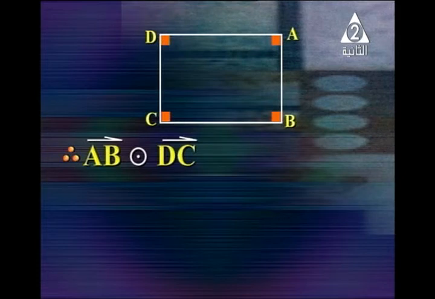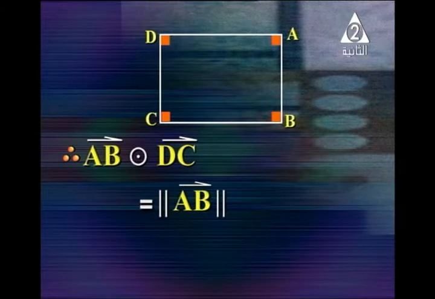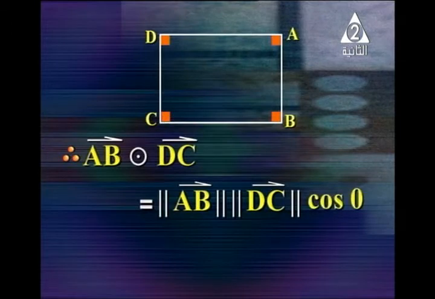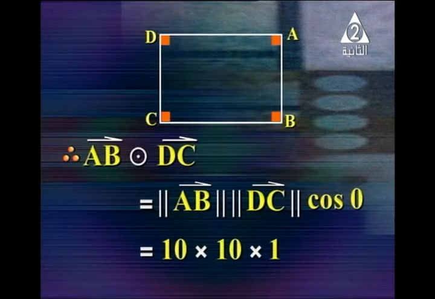Then when we find AB vector dot DC vector, what is the rule? Norm of AB vector times norm of DC vector times cosine of the angle between them. What is the angle between them? Equals 0, because AB vector is parallel to DC vector in the same direction. Then by substitution, what is the norm of AB? Side length of AB is 10, so 10 times 10 times cosine 0, which equals 1, answer is 100. This is AB vector dot DC vector.